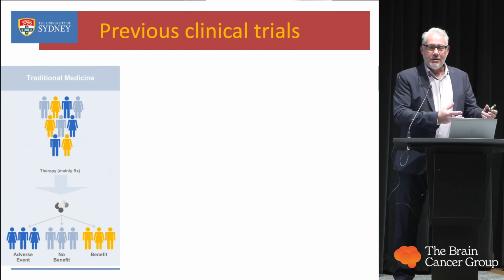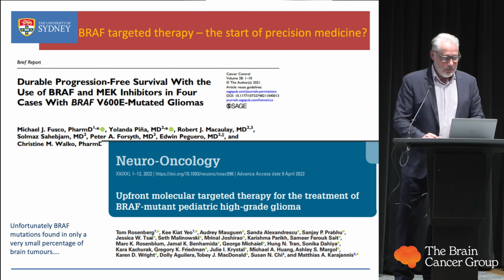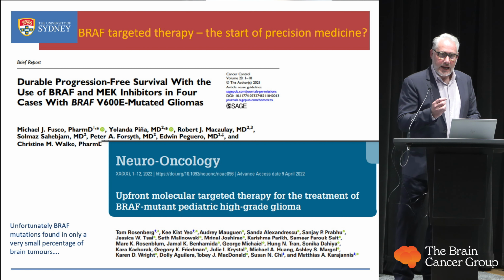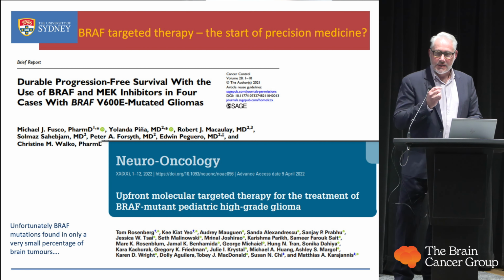Unfortunately, in brain tumours, it's a really, really uncommon mutation. So this is not going to benefit many people, but it is a fantastic proof of principle that if you give that targeted therapy, precision medicine can work in brain tumours. We just need the right drugs. And that's something that's certainly ongoing.